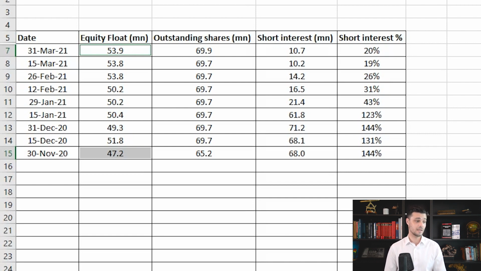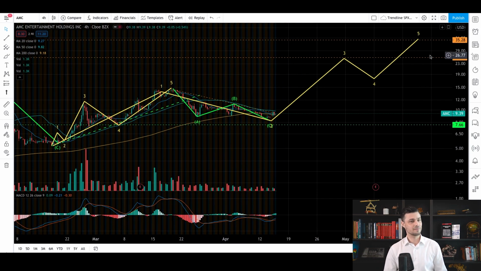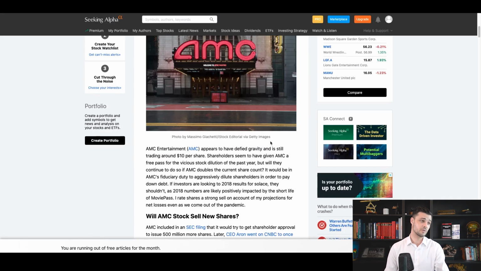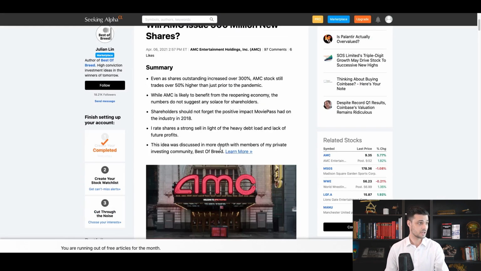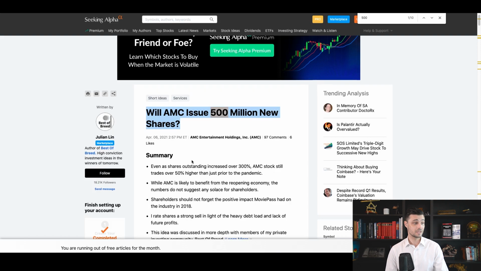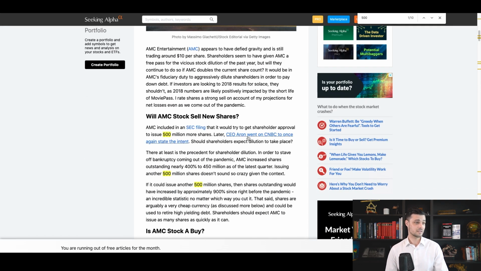So this is telling me, guys, that they're going to just keep putting a selling pressure on their price. So my targets are still valid, but it will really depend on whether or not they keep emitting shares. I heard there is a rumor they're going to emit 500 million shares. Will AMC issue 500 million new shares? We don't know, but people here discuss this. They need to have shareholder approval.